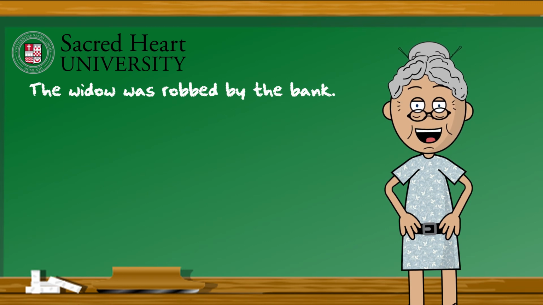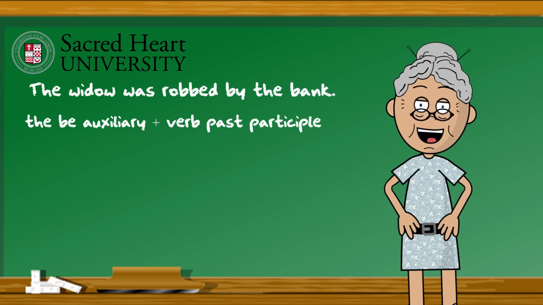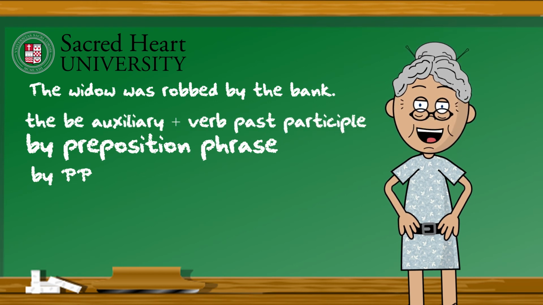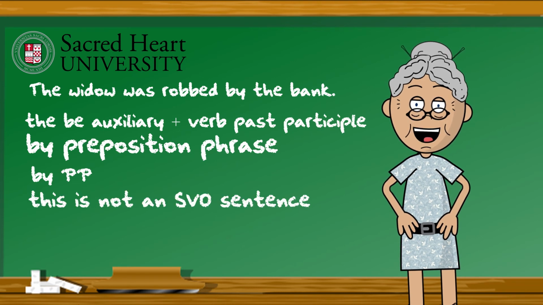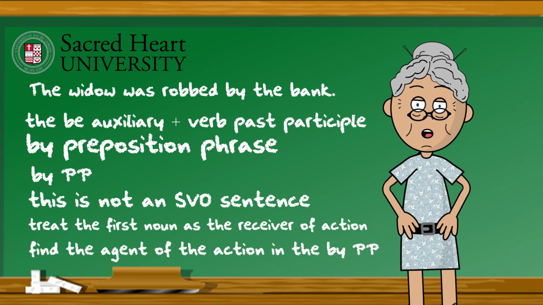The passive sentence uses some markers, the auxiliary be plus the past participle form of the verb, and the by phrase to signal that this particular sentence doesn't follow the SVO rule. The by prepositional phrase identifies its noun phrase object as the agent of the verb's action. The be auxiliary plus the past participle form of the verb signals that this is not an SVO sentence, and the listener needs to treat the first noun as the receiver of the action rather than the doer. Then find the agent of the action in the by prepositional phrase.